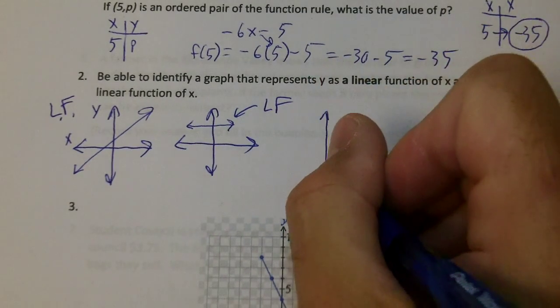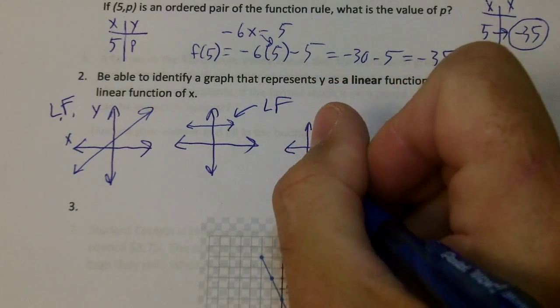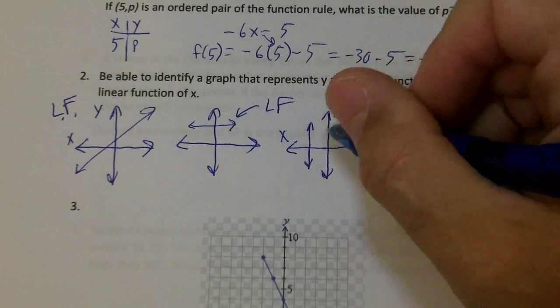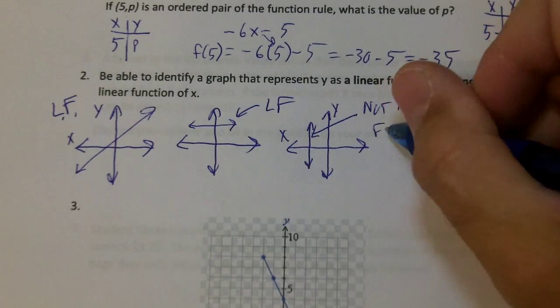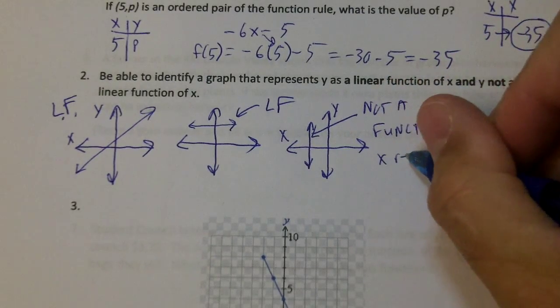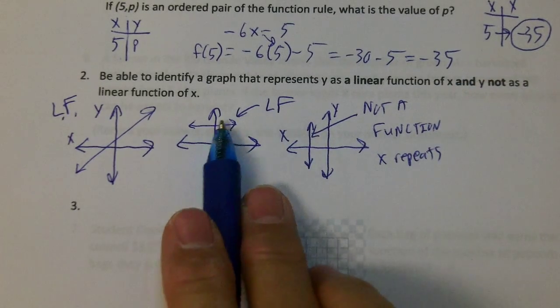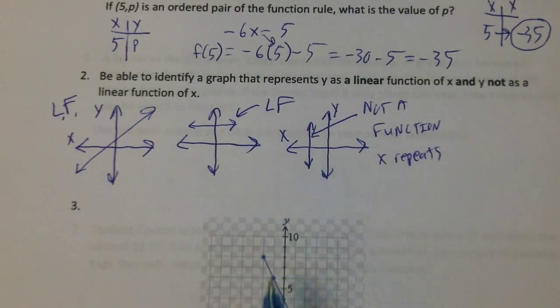Draw another xy axis. Draw a vertical line. This right here is not a function, is it? Because the x value is repeating, right? So a horizontal line is a linear function. A vertical line is not a linear function.